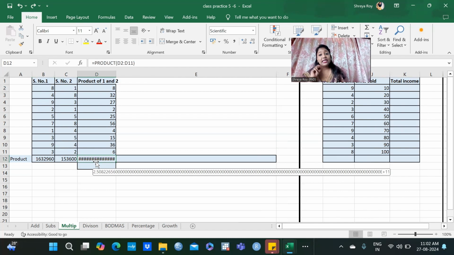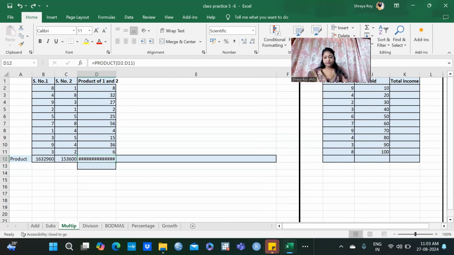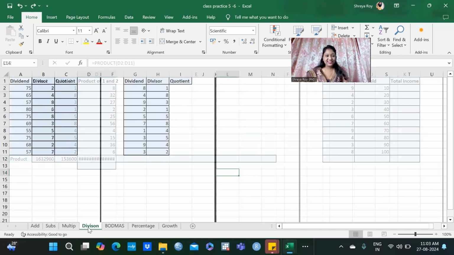On the other hand, E means exponential, and exponential means it is a numerically large number, which is impossible to display, and hence it has been written as plus E. Okay. I hope it is okay.